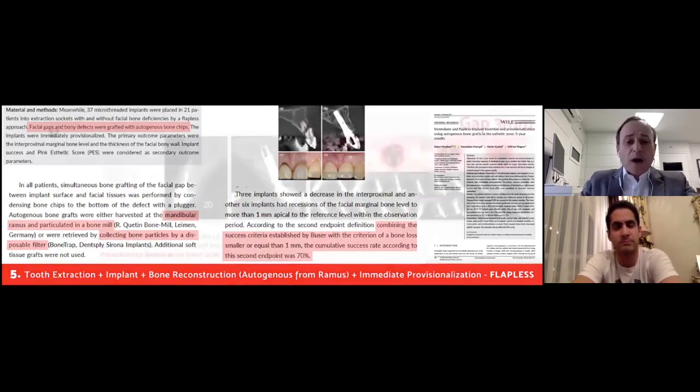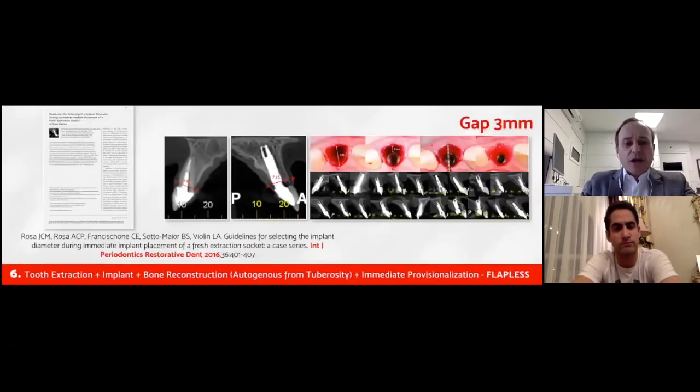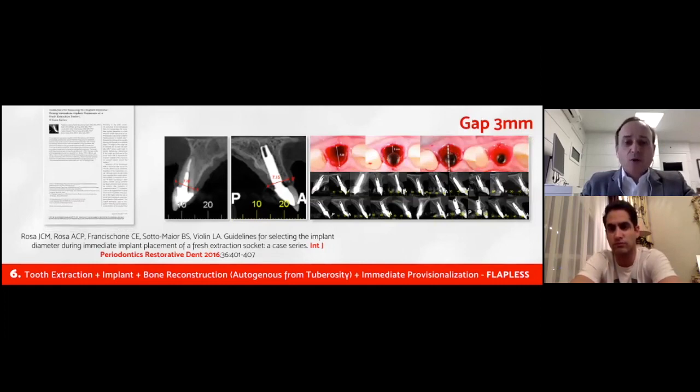And this is what we are discussing today, the IDR technique: tooth extraction, implant, bone reconstruction with bone from the tuberosity, plus immediate provisionalization, without open flap and without connective tissue graft. In this research, we evaluated 20 clinical cases applying this methodology, always leaving a gap of around 3 millimeters at the buccal aspect, before and after bone reconstruction. After 4 months, we can see the maintenance of the anatomical contour.